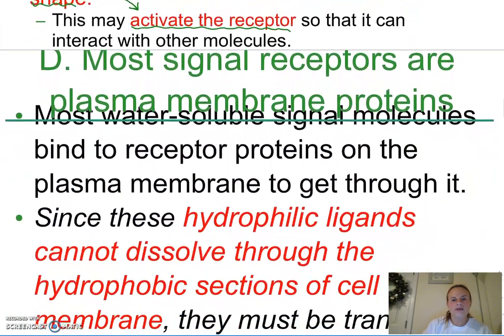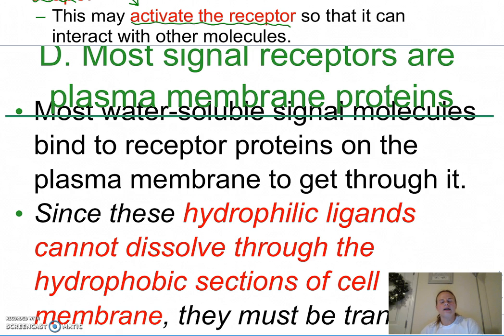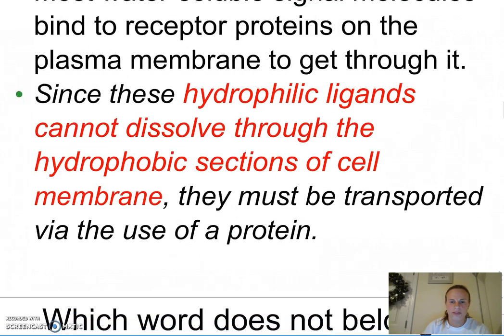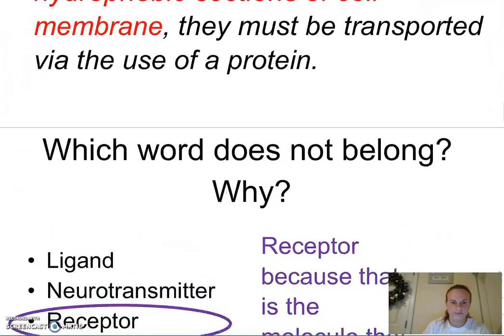Now, why are most signal receptors plasma membrane proteins? Well, because most of these signal molecules, most of these ligands, need to bind to receptor proteins because they're hydrophilic and can't dissolve through the hydrophobic sections of the cell membrane, so they need the use of a protein in order to get into the cell.